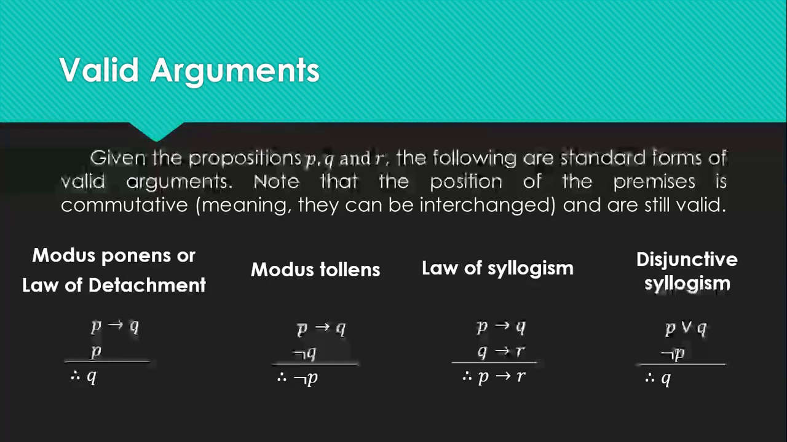Please take note that the sequence of the premises is commutative, meaning they can be interchanged and will still be valid. Say, for example, in modus ponens or the law of detachment, even if the premise P comes before P implies Q, as long as the conclusion is still Q, the argument is still valid. So we can re-sequence our premises. Those are for valid arguments.